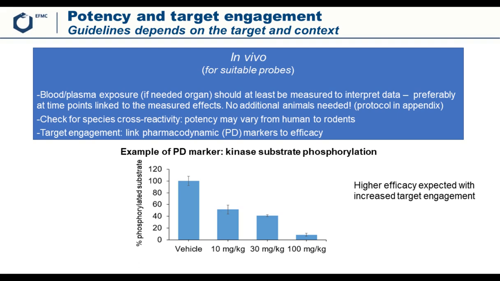What you expect to see if your compound engages its target is a dose-dependent effect on reducing the percentage of phosphorylated substrates. Ideally, what you want to be able to do is to link higher efficacy to an increased target engagement, in other words, a decreased amount of phosphorylated substrates. If you can do this, this is a very strong sign that the compound was actually engaging its target.